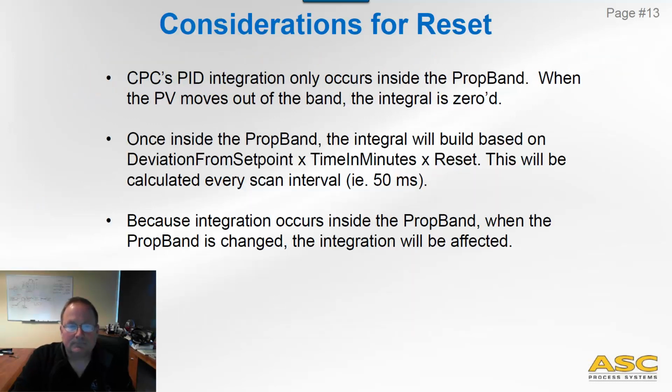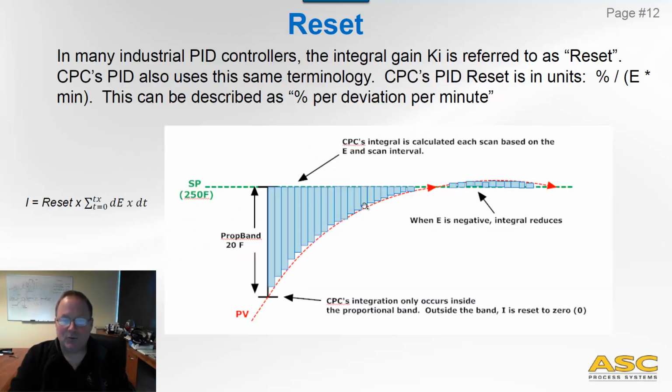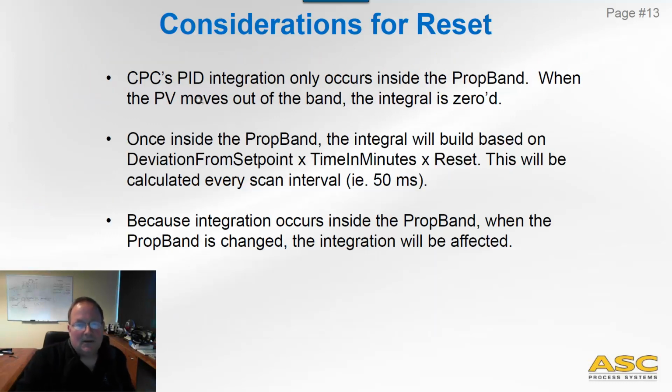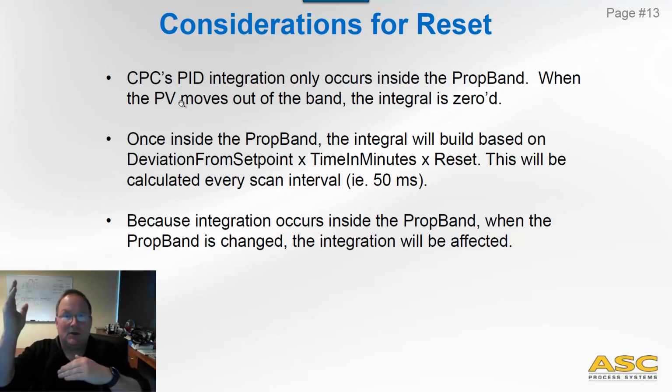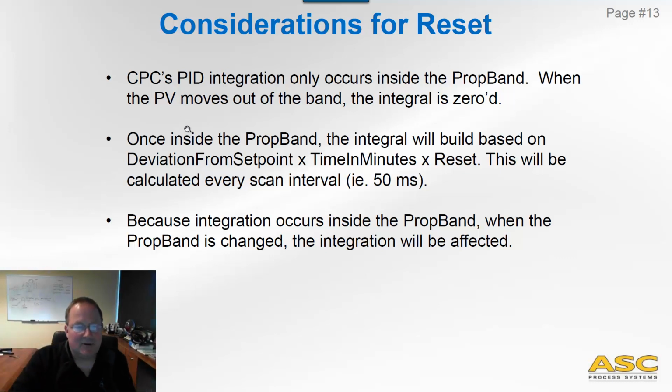Now let's talk about some considerations for reset. Reset is the multiplier that's going to be multiplied by this area to determine the amount of integral which is added each time span. CPC's PID integration only occurs inside the proportional band. As I said, when the PV moves out of the band, the integral is zeroed, so you need to remember that. It makes a difference. You might have an integral and all of a sudden it goes to 0 and you don't know why. That's going to be why.